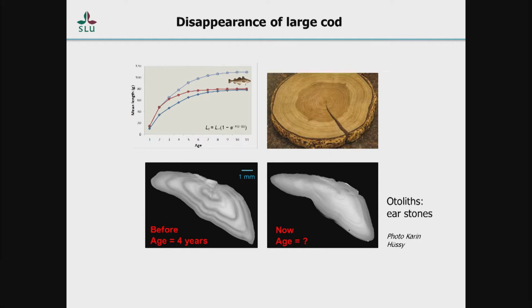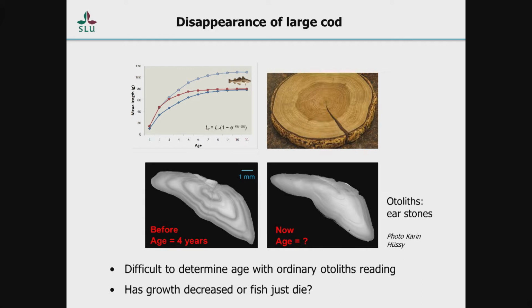So the question remains, actually, since it's so difficult to determine the age of the fish, we don't know if it is the growth that has decreased, or actually the fish that die before they get big. So we cannot answer that big question.